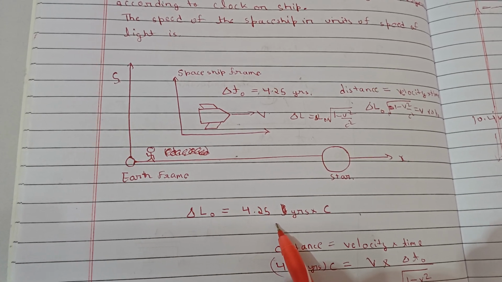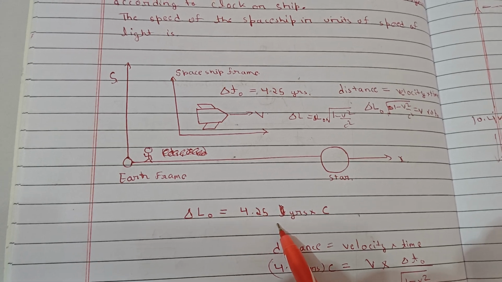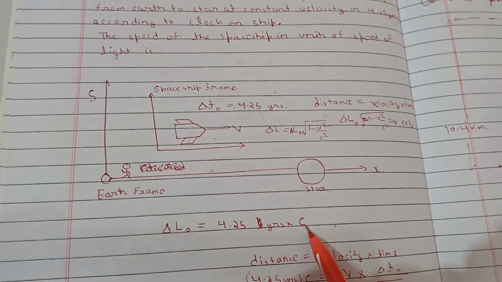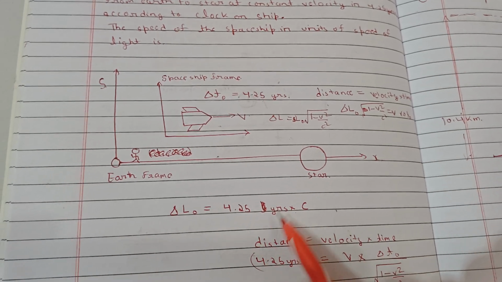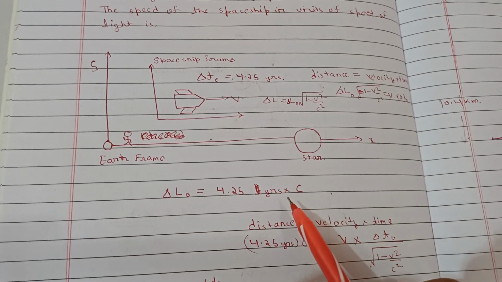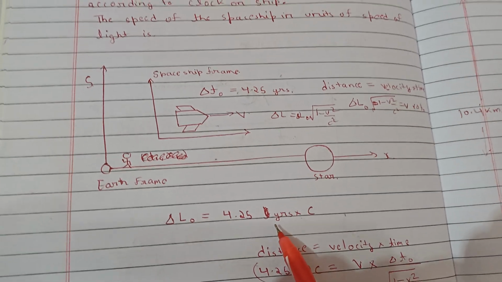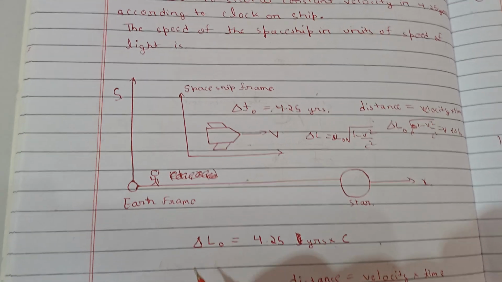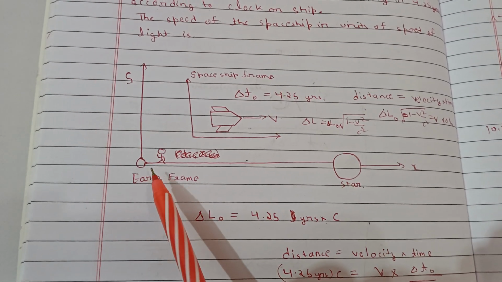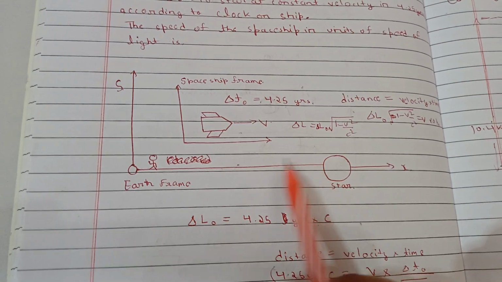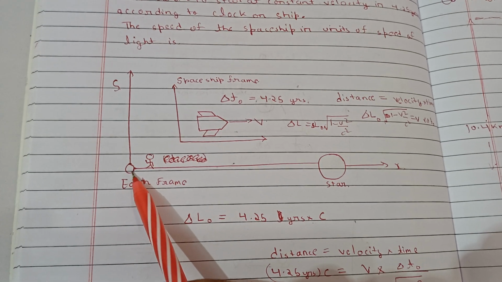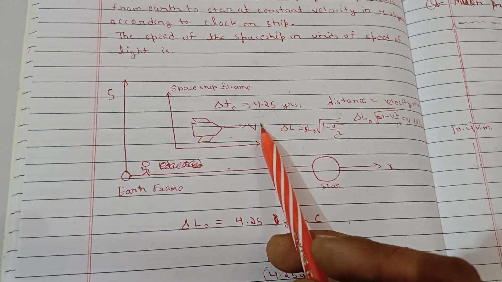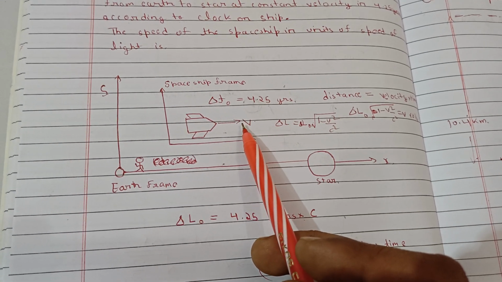Delta L naught is 4.25 light years. So this distance will be 4.25 times the speed c. That will give us the actual distance in meters; you have to convert this. So just take it in light years, c. And why do we call it delta L naught? Because it is the actual length between these points, measured from this point only, because this is the rest frame, and there is some different length measured by this moving object, and that will be the contracted length.